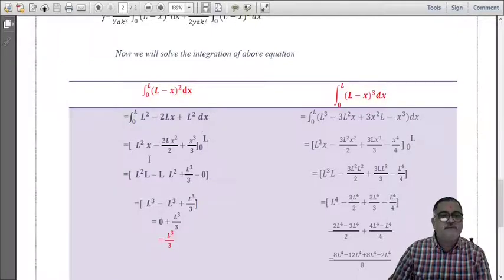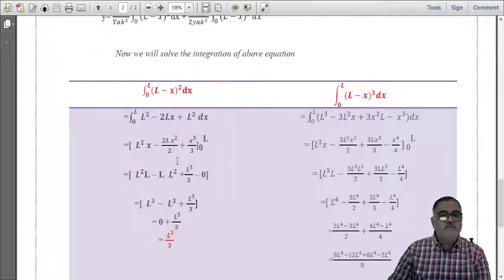We get the same thing, L square minus twice Lx plus x square into dx, and in this way L square dx means L square x, and minus of twice Lx square by 2, and x square dx. This dx quantity is for the whole equation as shown here.